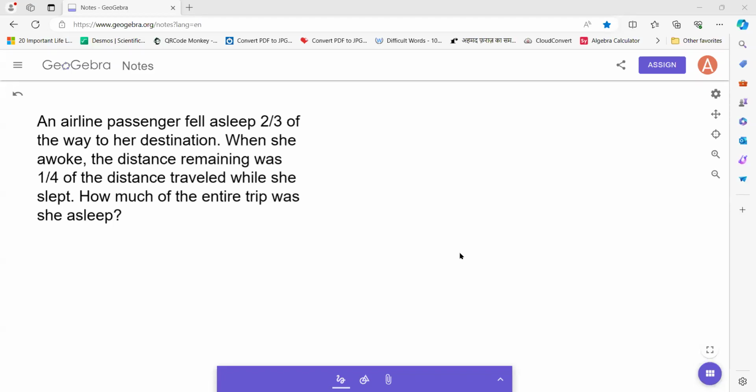An airline passenger fell asleep two-thirds of the way to her destination. When she awoke, the distance remaining was one-fourth of the distance traveled while she slept. How much of the entire trip was she asleep?